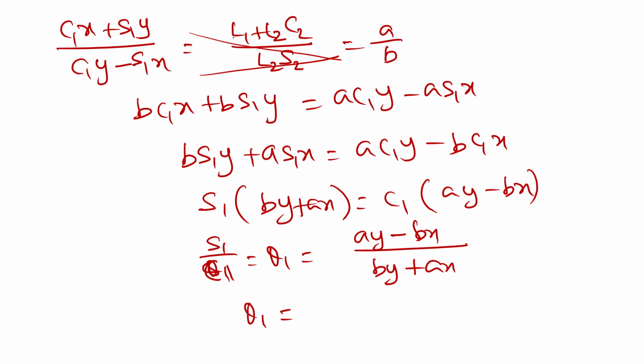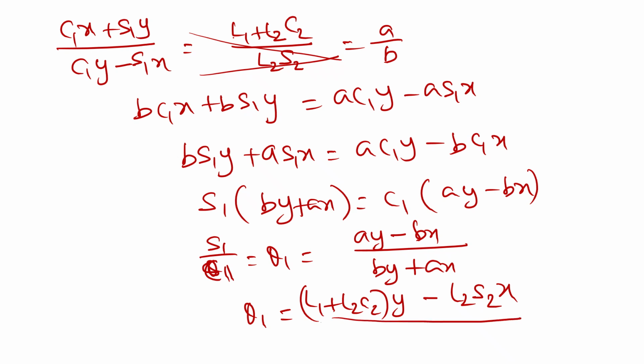So we can have theta 1 equal to: what is A? A is L1 plus L2 C2, into Y, minus B, which is L2 S2, into X, divided by B, which is L2 S2 into Y, plus A, which is L1 plus L2 C2, into X. That's all. So this is your theta 1.